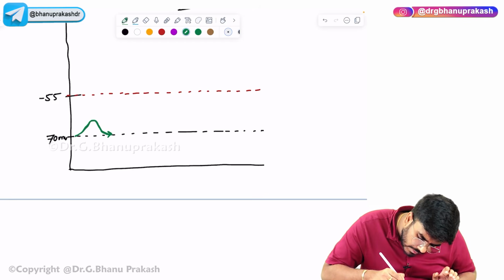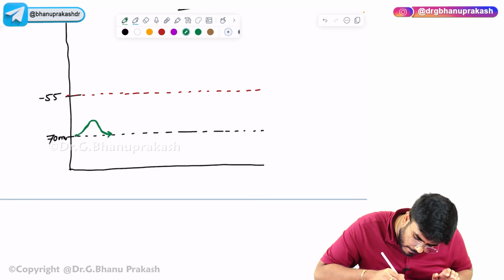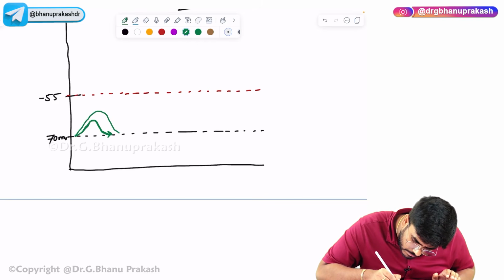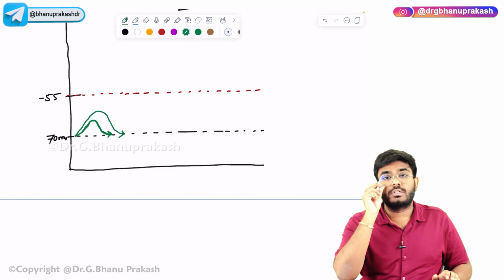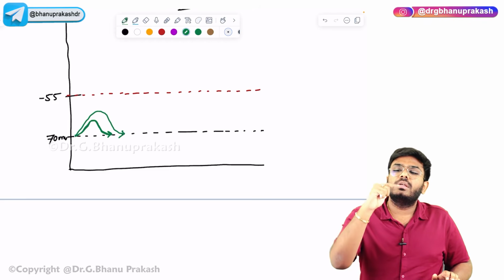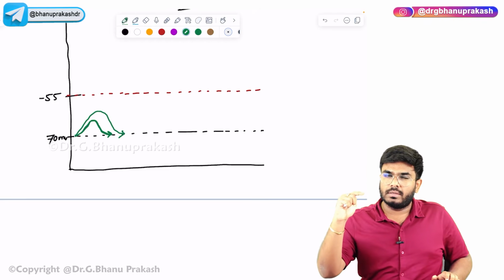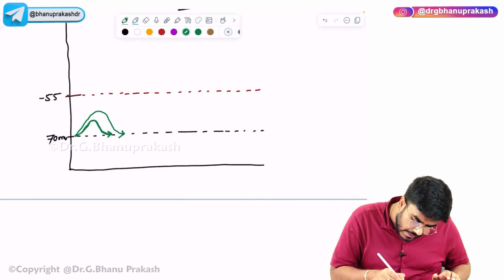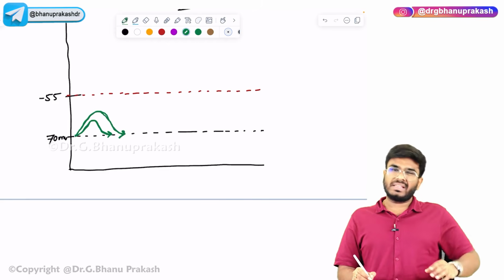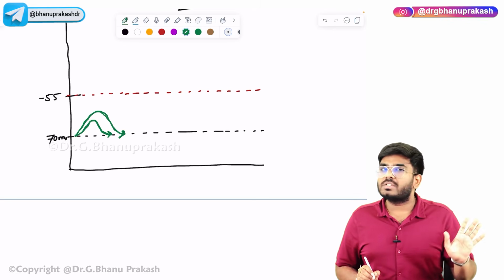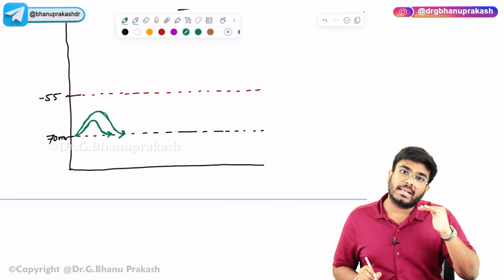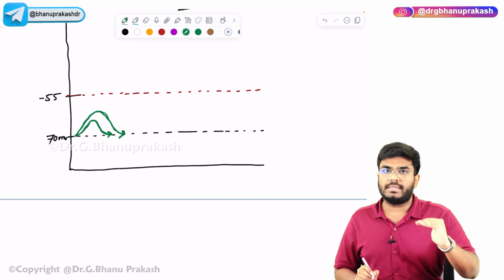Now I gave a little bit more stimulus. Now it is also not reaching the threshold potential. A little bit more stimulus, a little bit more fluctuation. These fluctuations I am showing here are called local potentials or graded potentials. They are not responsible for the depolarization because the threshold is not attained. Threshold potential is not attained.